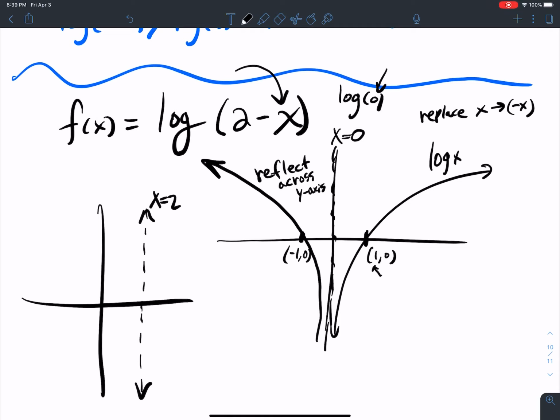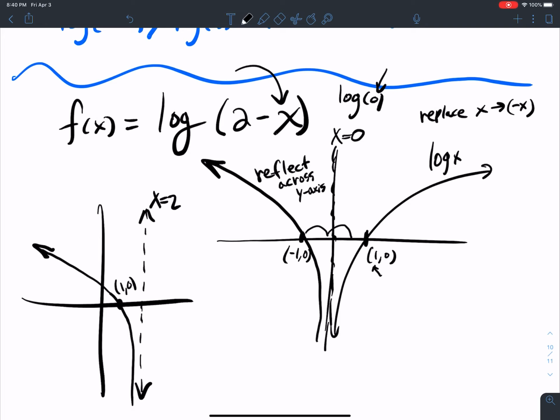So I've taken my graph and I've shifted it over 2 units. So 1, 2. All right, so I'm passing through at 1, 0, just like this.